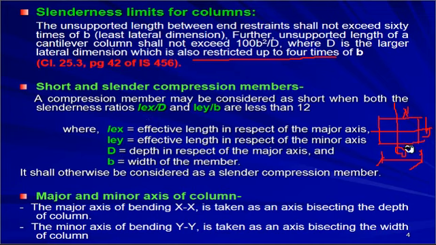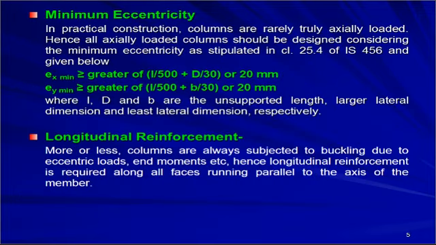Now in this equation, another two terms are given. The depth of the column is the larger side, which is called D, and the smaller side is called B, small b. It shall otherwise be considered as a slender column. That means if this ratio is more than 12, the column is considered a slender compression member.